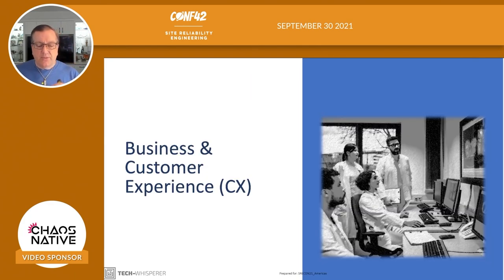So let's talk about the third dimension, the business and customer experience. And I saved the best for last. This third dimension is the business, or if you're a nonprofit or a government body, the customer experience. This is about the revenue and/or service production capabilities of the application.